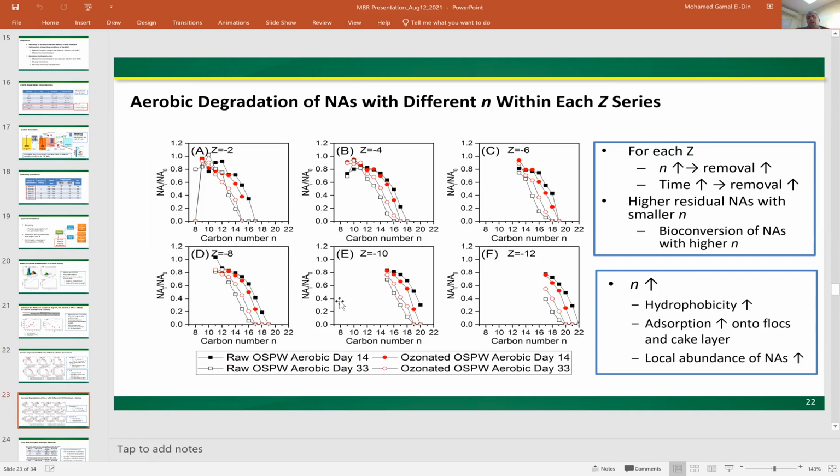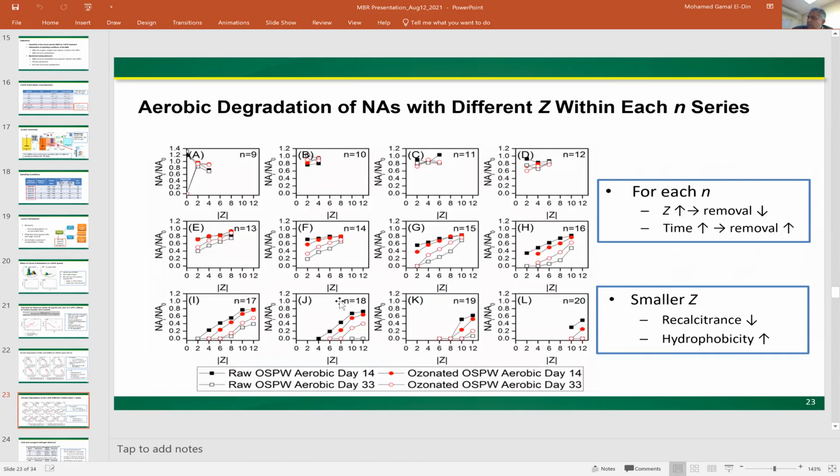And regarding the carbon number, for each carbon number, as the Z number increased, or the hydrophobicity increased, or the number of rings increased, the removal decreased. And as the time increased, the removal increased. So that means smaller Z means less recalcitrance, more hydrophobicity. So in our process, we wanted to target the higher recalcitrance, which is the more difficult compounds to deal with.